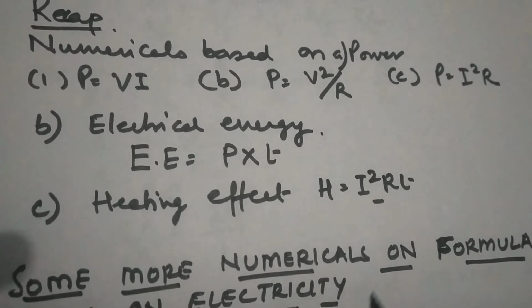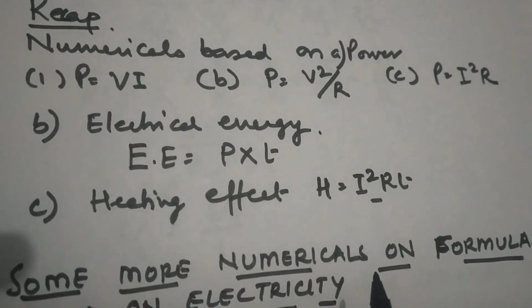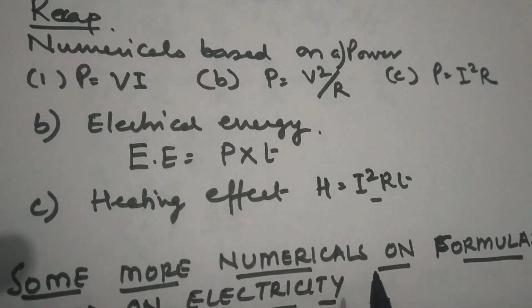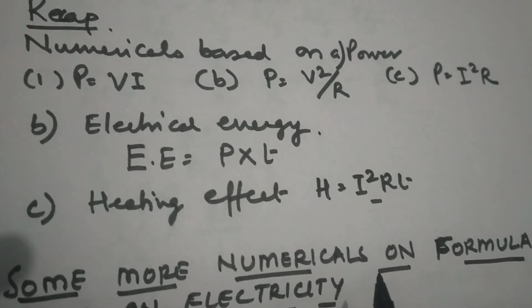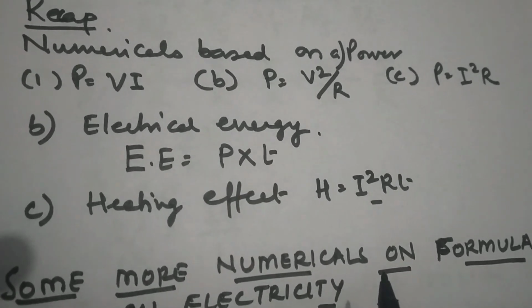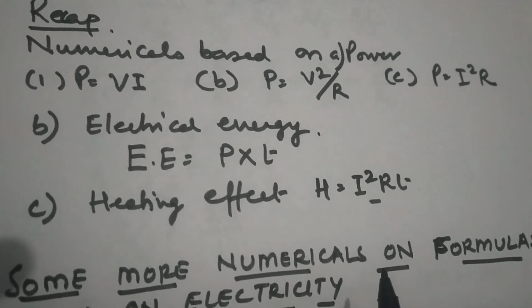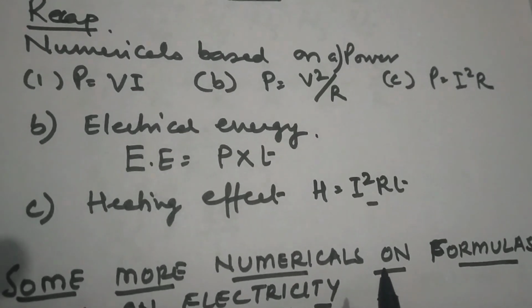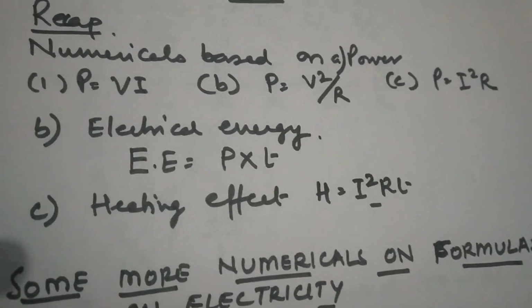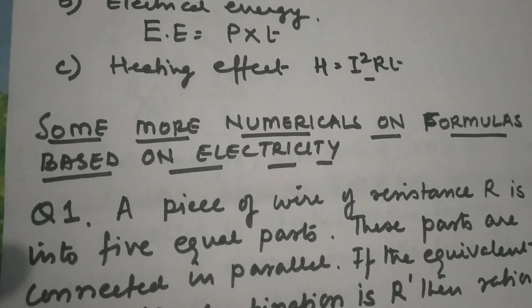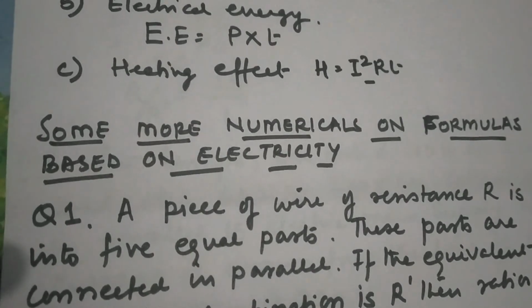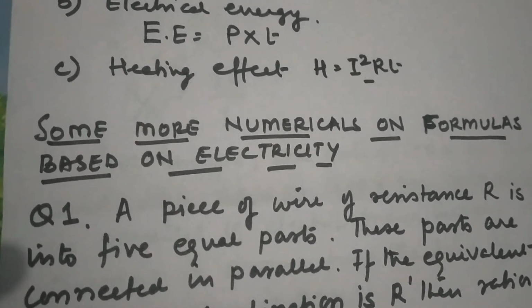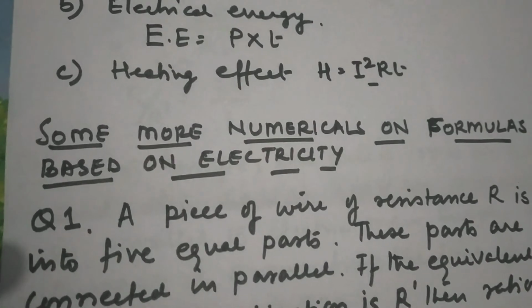It is suggested that all the numericals should be practiced well, and you should watch all the questions at least 2 or 3 times and try to do all the questions given in the NCERT book as well as in some other practice books. So we are now ending the chapter with some more numericals based on these formulas in electricity, and we'll proceed to the new chapter, magnetism, in the next video.